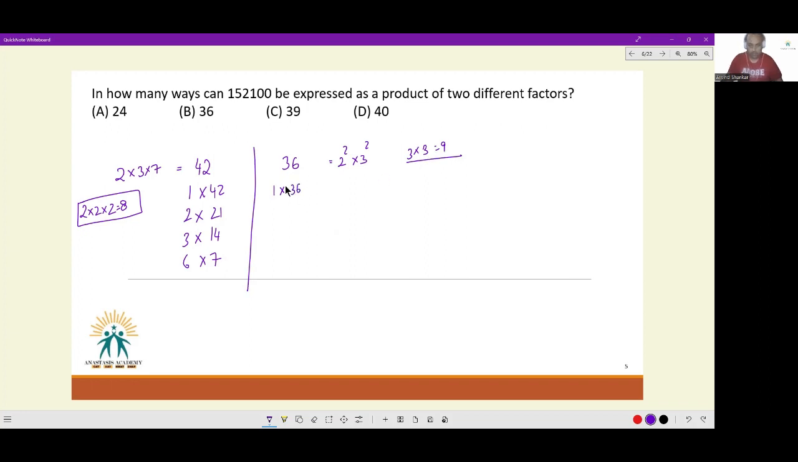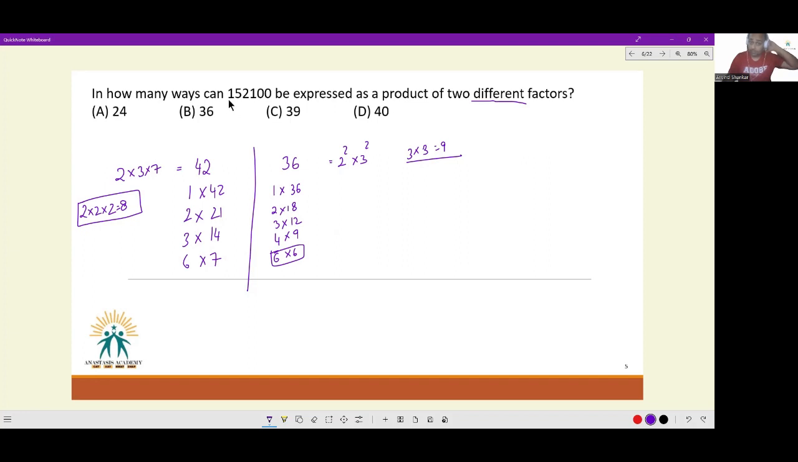Here what would happen is 1 into 36, 2 into 18, 3 into 12, 4 into 9, and finally 6 into 6. This pair will get eliminated from consideration for this wording, because it has to be expressed as a product of two different factors. If it was to be expressed as a product of two numbers, then I would have 5 pairs. If it is two different numbers, then it is 4 pairs. This is the only variation that needs to be taken care of.